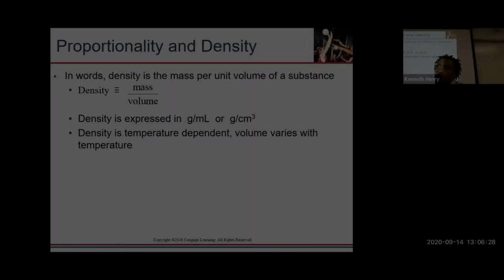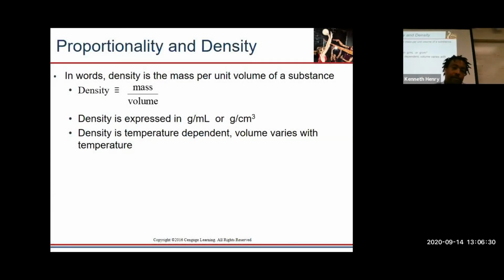So density is going to be equal to mass divided by volume, right? Everybody hates to go to the DMV, right? Okay, so that is the easiest way to remember density. Now you want to remember this equation. This equation is going to be very important.